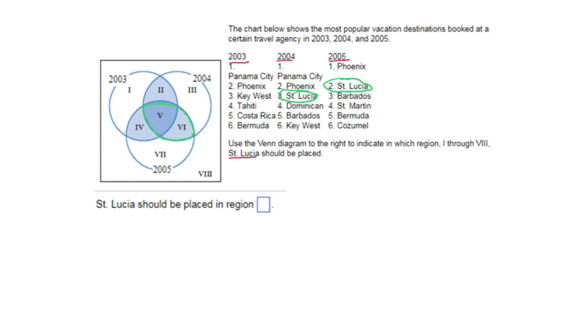All right, so 2004 and 2005 intersect right here in this football shape, region 5 and region 6. All right, so remember, St. Lucia is not listed in the year 2003. So that would eliminate using region 5 because region 5 includes 2003. So the answer would be region 6 is where we need to list St. Lucia.